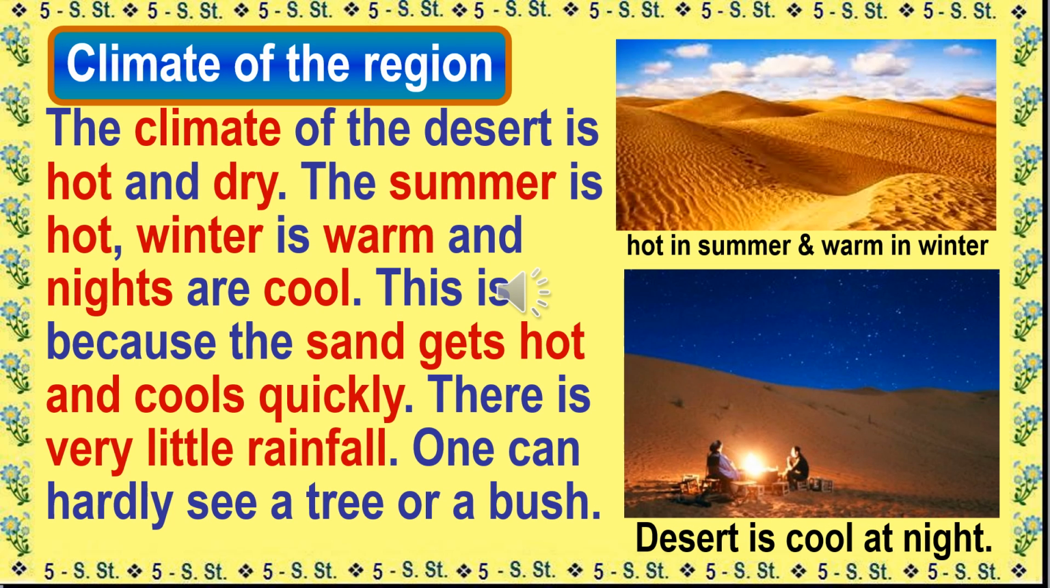Climate of the region. The climate of the desert is hot and dry. The summer is hot, winter is warm, and nights are cool. This is because the sand gets hot and cools quickly. There is very little rainfall. One can hardly see a tree or a bush.